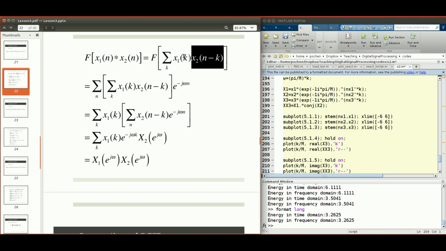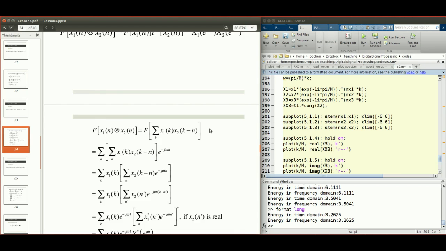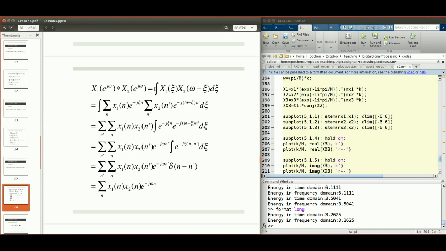Suppose you replace k with Cassi, and replace small x with big X, then it's big X1 of Cassi times big X2 of, not n anymore, but omega subtract Cassi, and then you integrate over Cassi instead of summing over k, right? So that's sort of the continuous form of convolution. So Cassi, omega subtract Cassi, and then integrate over Cassi. And then what exactly is X1 of Cassi?